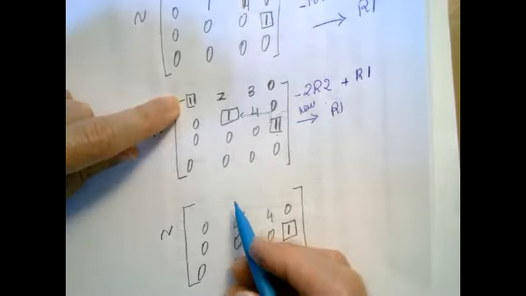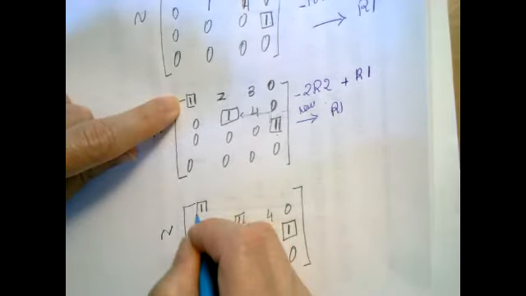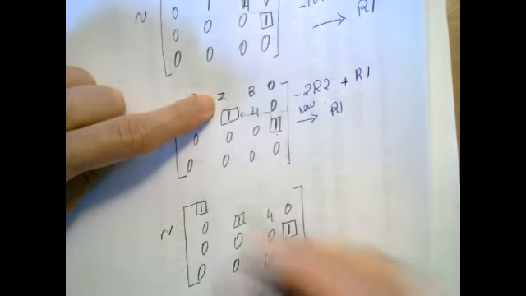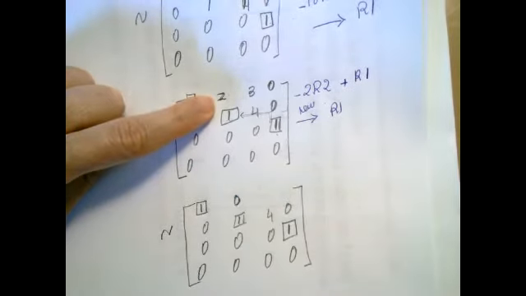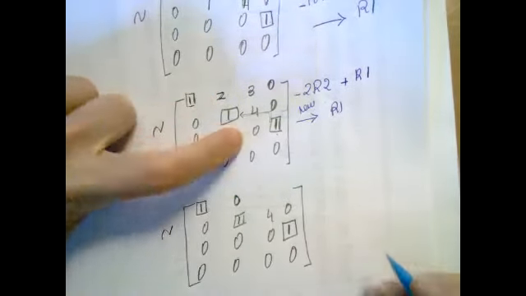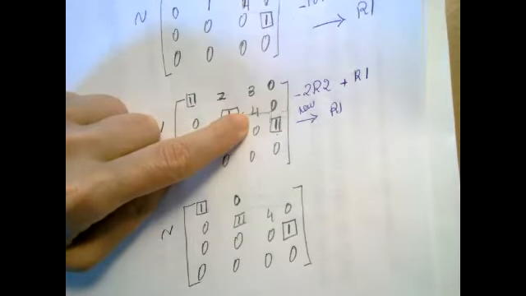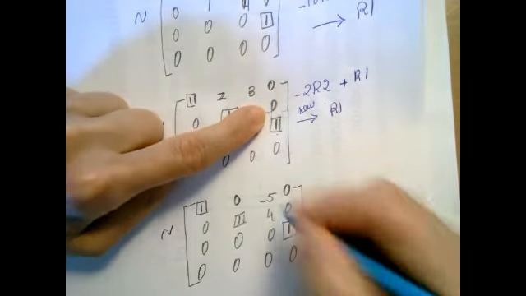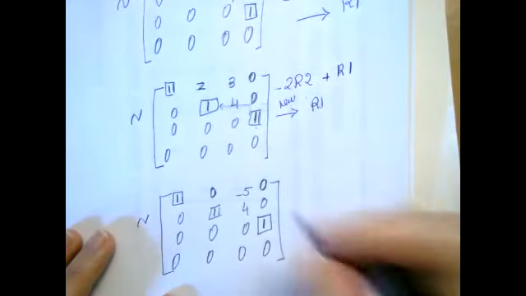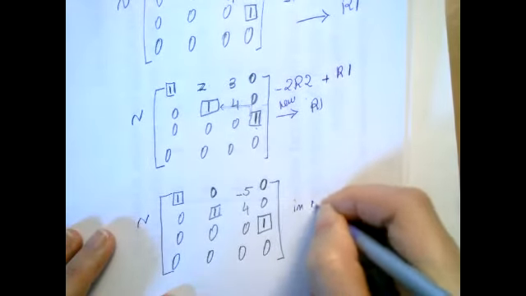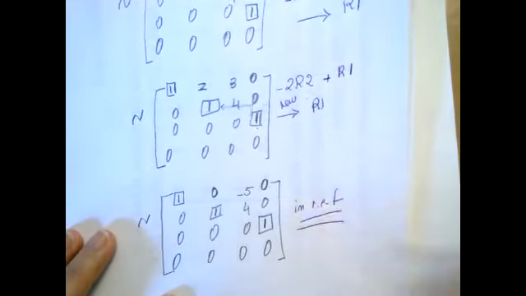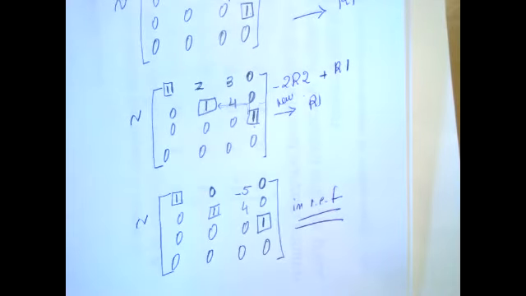And now I'm working. Minus 2 times 0, it's a 0 plus 1. I'm not changing that. Minus 2 plus 2, that's a 0. And then minus 2 times 4, that's a minus 8. Minus 8 plus 3, that's a minus 5. Minus 2 times 0, it is a 0. And now this matrix is in reduced echelon form, and we're done.